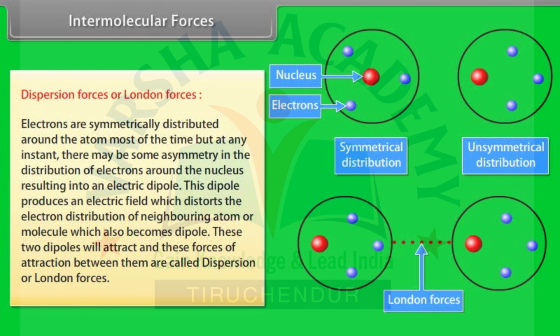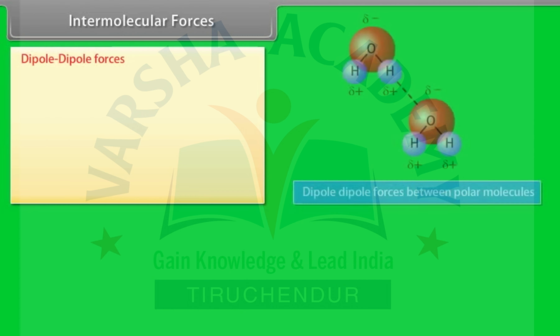For example, one atom has symmetrical distribution and the other has unsymmetrical distribution, and the atom with unsymmetrical distribution distorts the electron distribution of the other atom, resulting in a force of attraction.